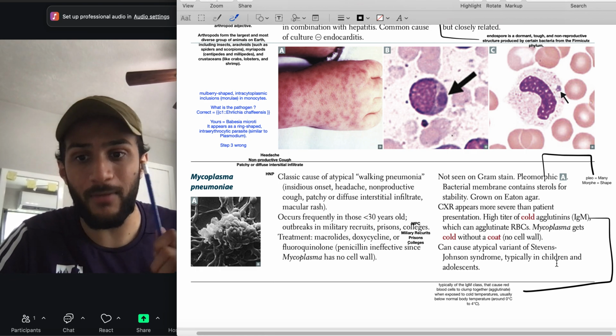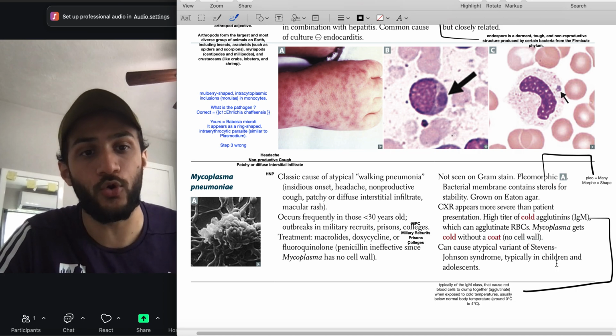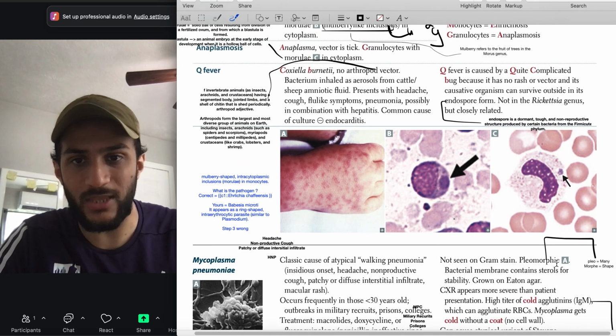They have a nice mnemonic here. Mycoplasma can get cold without a coat. There's some other information, but it's not that high yield over here.